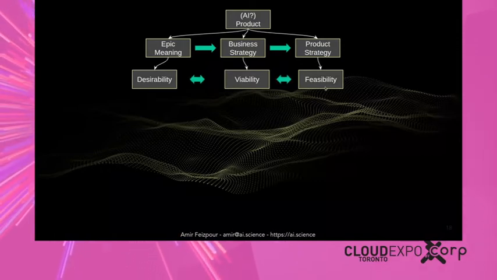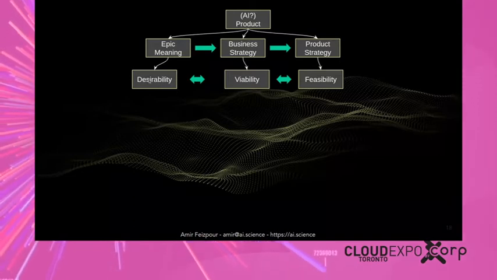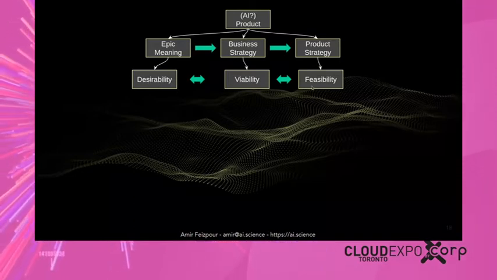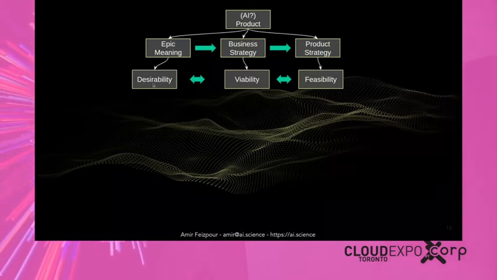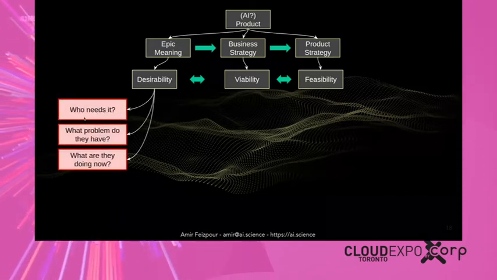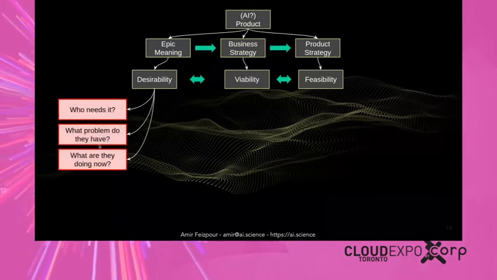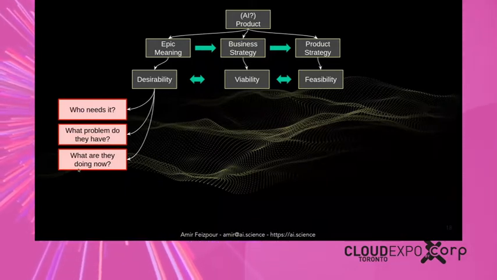And obviously, these all will affect each other. Like you might come up with something that is desirable, but technically it's very challenging to build. So you have to go back and find another thing that is desirable, etc. So as I said, in desirability, you're looking for who needs it, what problem do they have, and do they care about it enough that they're doing something about it now?